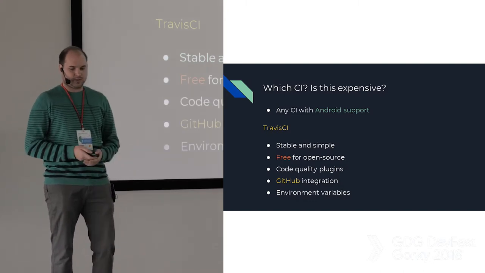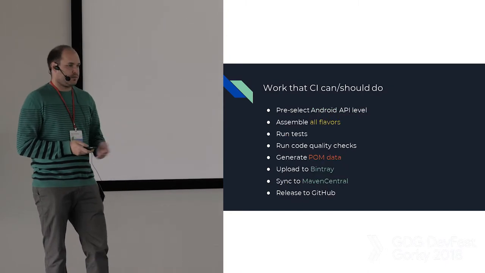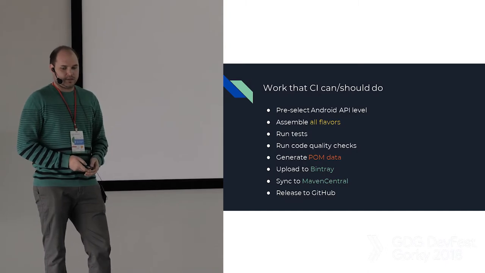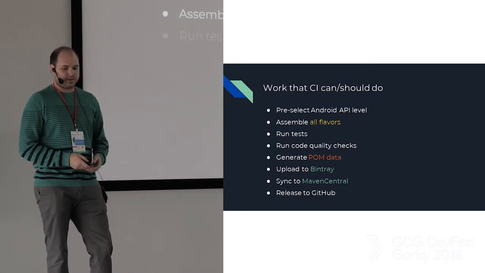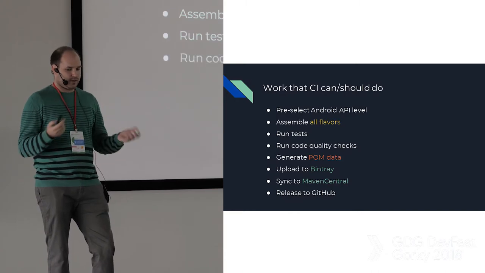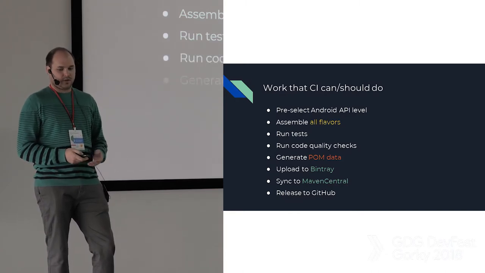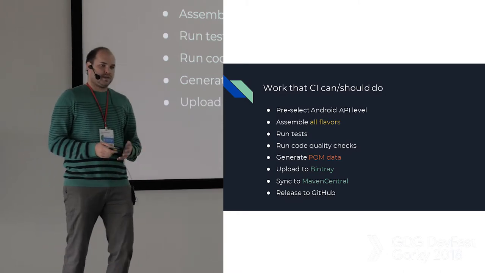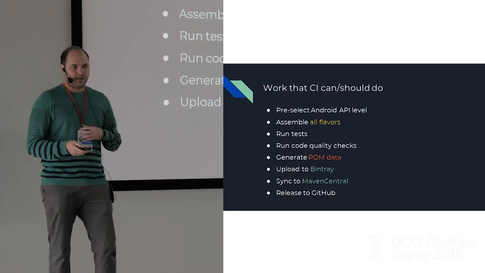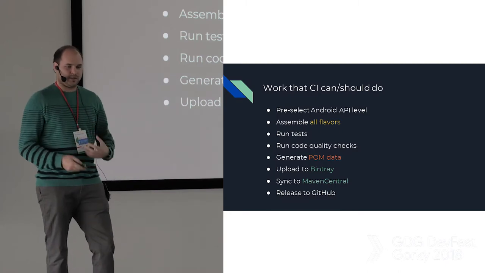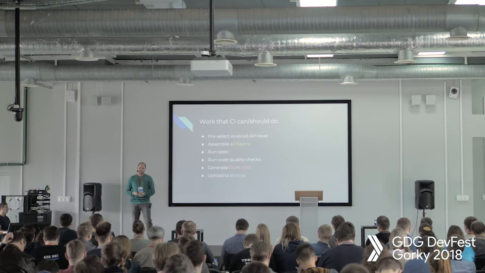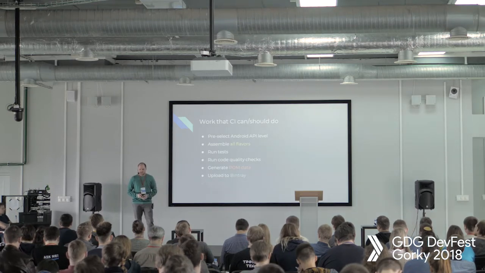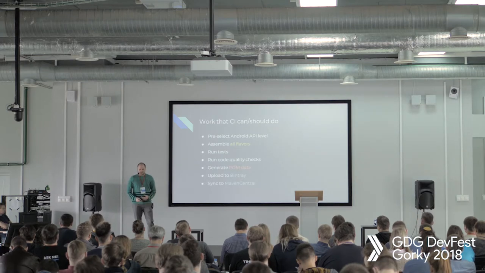It has GitHub integration. You can use environment variables if you want to store your secure data on Travis. And it basically assembles all the flavors, runs tests, like the normal CI stuff, runs quality checks, generates POM data, uploads to Bintray. So basically what I used to do manually, now I just push to Travis, and Travis does all of the work for me. So I basically don't do anything except change the version name and push to GitHub. It does all of the work for you.